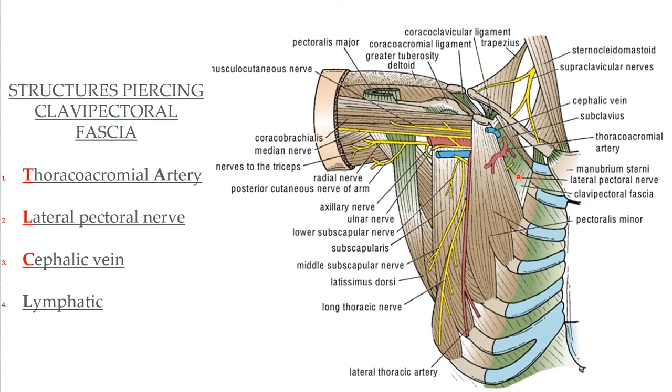It is the lymphatics. The lymphatics which drain the upper limb and the pectoral region pierce the clavipectoral fascia in order to drain their lymph into the underlying lymph nodes which are present deep to the clavipectoral fascia. These lymph nodes are called the infraclavicular group of lymph nodes. So let us summarize the structures which pierce the clavipectoral fascia: the thoracoacromial artery, lateral pectoral nerve, cephalic vein, and lymphatics.